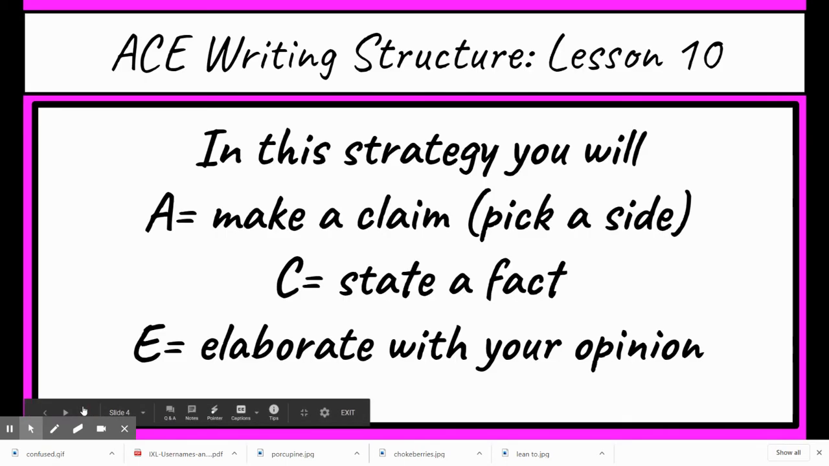You will essentially make a claim or pick a side to the question. So these are the types of questions that ask you, do you agree or not agree? Yes or no. So your A will be you making a claim. Your C will be you stating a fact. Remember, a fact is something that can be proven, it can be seen, it can be sealed in a bag. Then you're going to elaborate with your own opinion. You're going to give your opinion on the evidence that you provided.